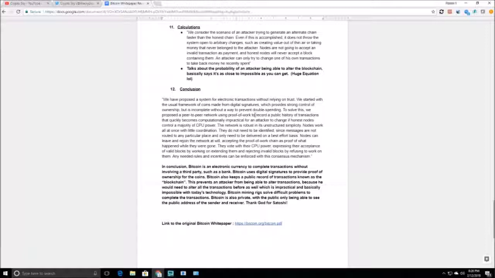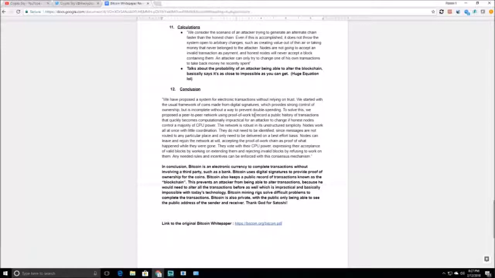And moving on to section 12, the last section, which is actually the conclusion. We have proposed a system for electronic transactions without relying on trust. We started with the usual framework of coins made from digital signatures, which provides strong control of ownership, but is incomplete without a way to prevent double spending. To solve this, we proposed a peer-to-peer network using proof of work to record a public history of transactions that quickly becomes impractical for an attacker to change if honest nodes control a majority of the CPU power.